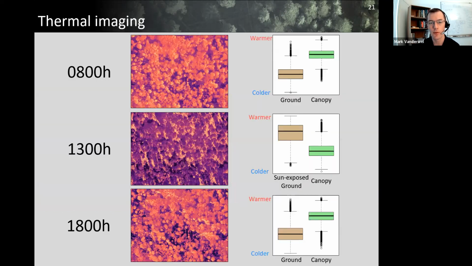I do have a student who's working on this now, but her results aren't quite ready to present. So I've just given a quick highlight of one thing that we've looked at, which is changes in canopy temperatures over the course of a day.